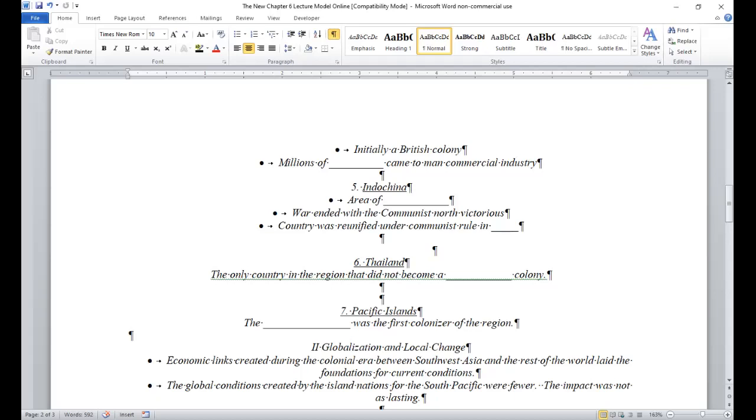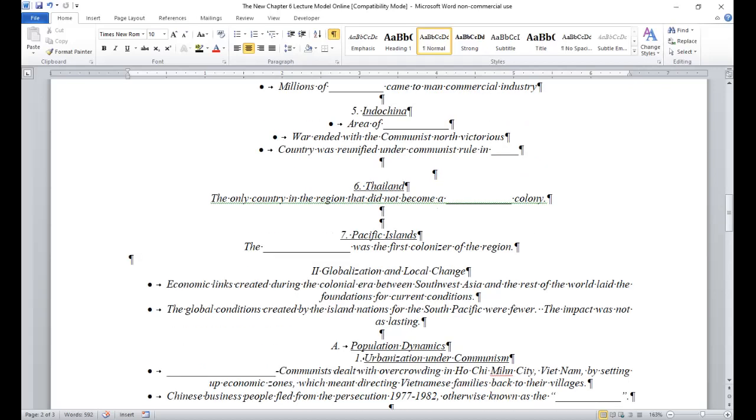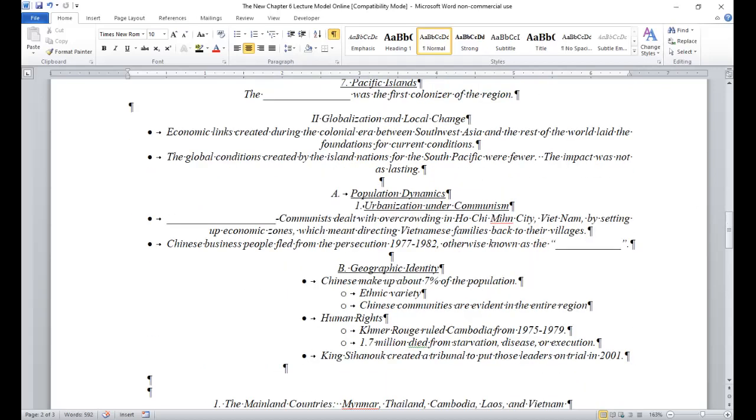Let's move now to globalization and local change. Economic links created during the colonial era between Southeast Asia and the rest of the world laid the foundations for current conditions.